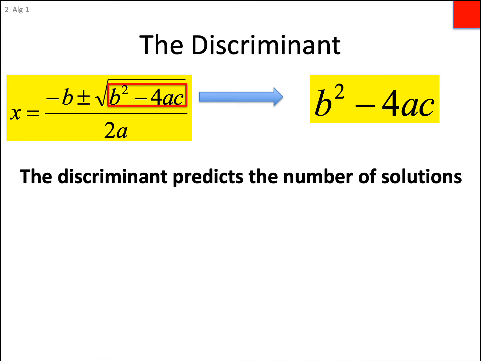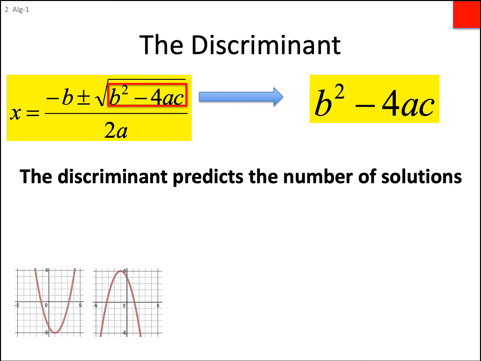All right, so the discriminant will predict the number of solutions. How does that work? Well, remember, we're dealing with quadratics. Quadratics are parabolas. Here are 2 parabolas. One of them is a smiley face, one of them is a frowny face. So remember, that's where the a is positive or negative. When it opens up, we call it concave up. That is where the coefficient of the x squared is a positive value. And when it opens downward, that's when the a value is negative.